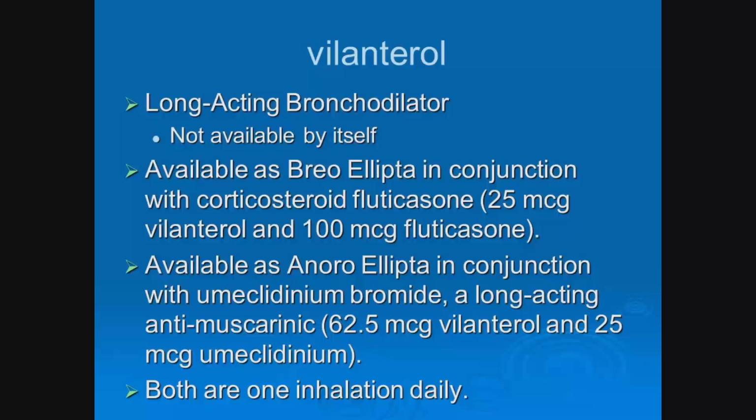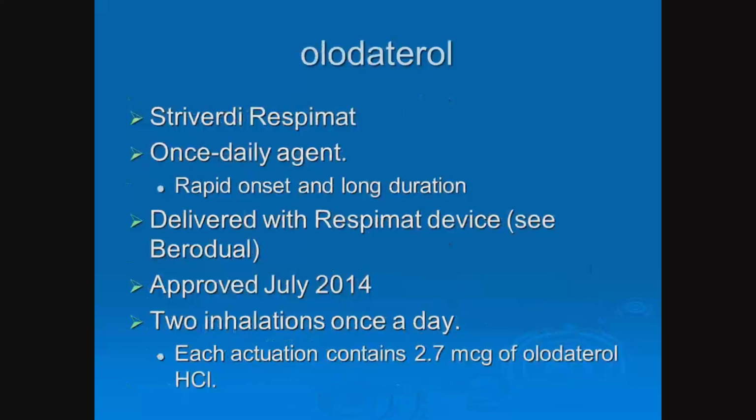And this is the big push: to have a LABA combined with a steroid, or a LABA combined with an anticholinergic agent, both of which act for long periods of time. This is the one with the Respimat nebulizer I talked about. This is where it's used also.